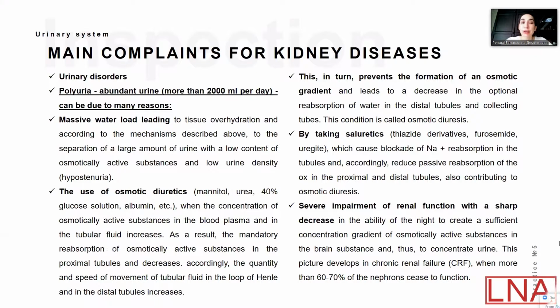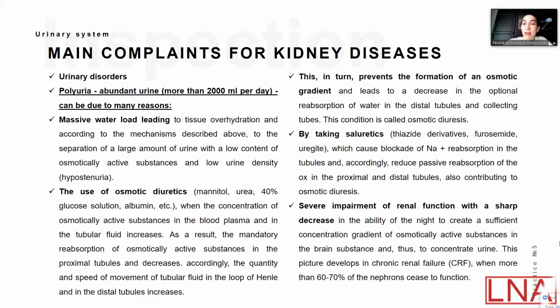Some urinary disorders. The first one is polyuria. It's abundant urine production, or diuresis, more than 2000 ml per day, and can be due to many reasons. First of all, a massive water load leading to tissue overhydration and, according to the normal mechanism described above, to the separation of a large amount of urine with a low content of osmotically active substances and low urine density. Low urine density in this term we can interpret as hypostenuria. It means decreasing the normal density of the urine.